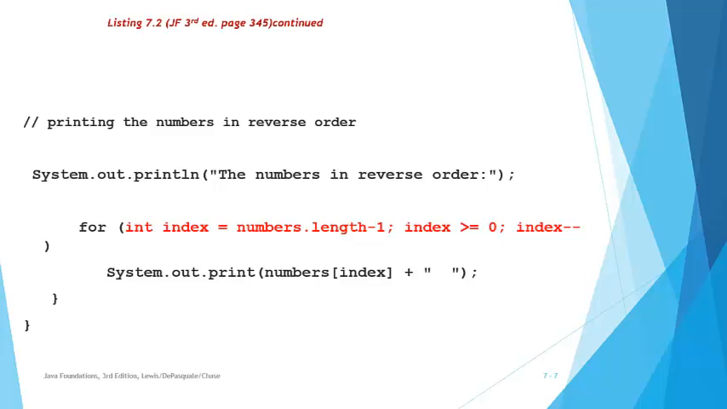complete the loop body. So index will be set to -1 after we print numbers sub-0, and this will cause the loop to stop. Please refer to your textbook to see sample output. For the 3rd edition, it is on page 346.